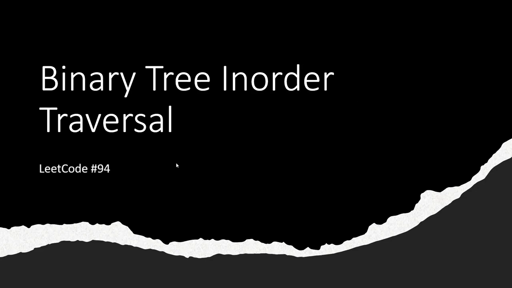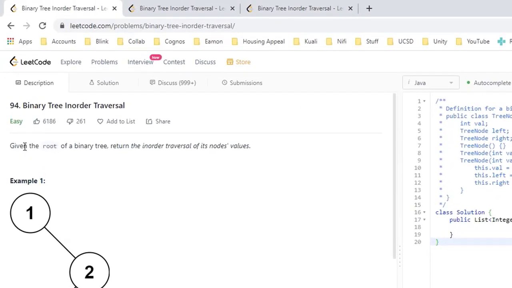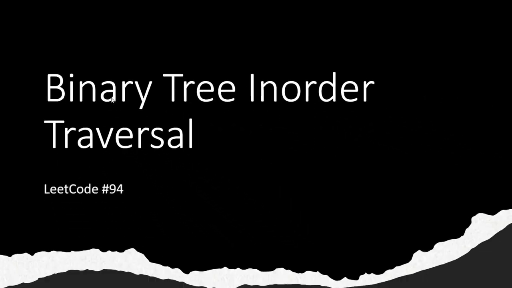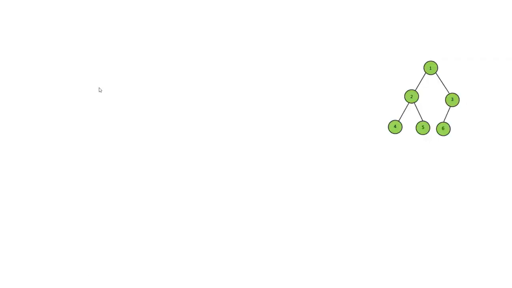Hello everyone. Today we're going to go through LeetCode problem number 94, which is binary tree in-order traversal. So if we look at LeetCode, it's saying given the root of a binary tree, return the in-order traversal of its nodes' values. Now what does that mean? Let's dive into that a little bit deeper.